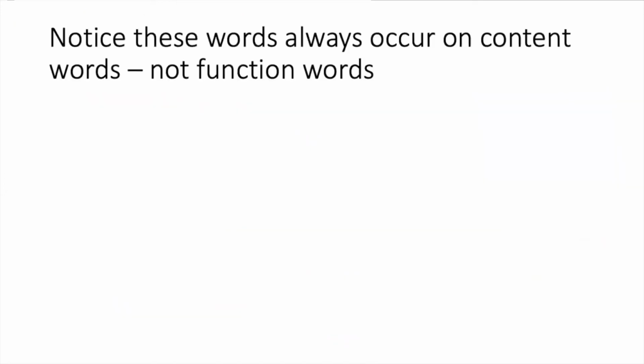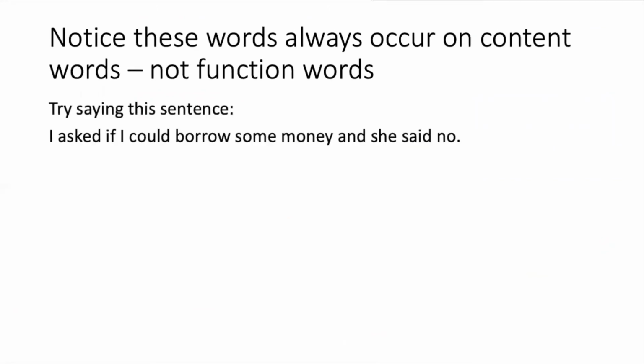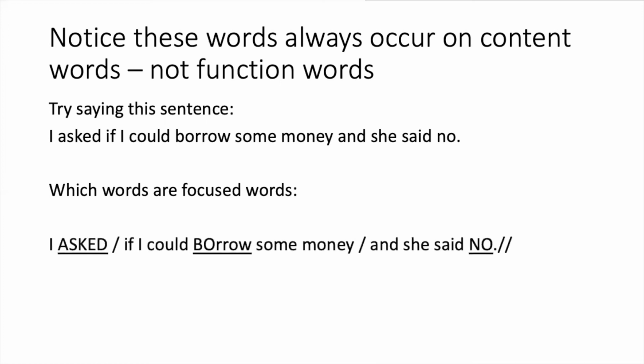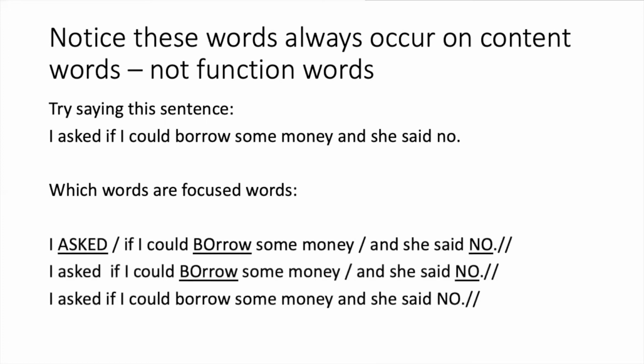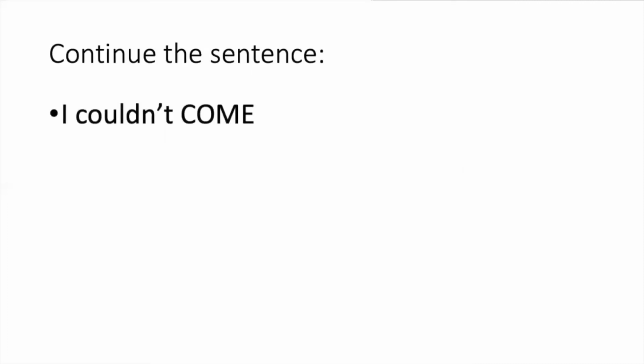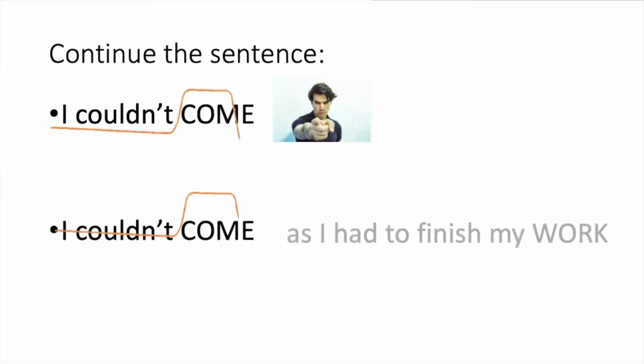So it's all about trying to notice these parts, and they're not on function words. So let's try this one. Try saying this sentence, okay? "I asked if I could borrow some money and she said no." Okay. "I asked if I could borrow some money and she said no." So there's three chunks there. Or it could be two chunks or one chunk. Usually natives can make it one, whereas non-natives have more chunks, but that's absolutely fine. So you're getting the right pronunciation patterns. Okay. So continue the sentence. "I couldn't come." "I couldn't come as I had to finish my work."